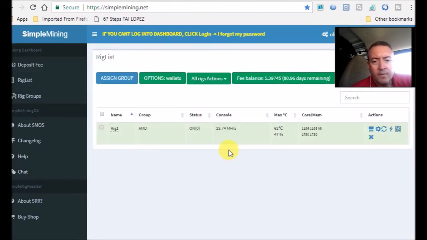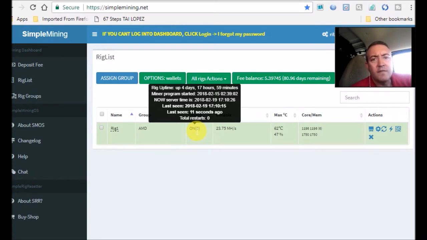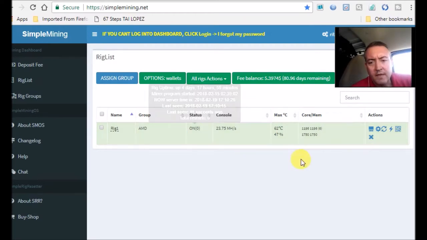Here's my simple mining account. As you can see, about 23.74 mega hash. That's staying pretty consistent. It's been up now for a little over 4.5 days. It's been steady, hasn't crashed, so the BIOS mods I have for those two cards has done well. Rig seems to like it.